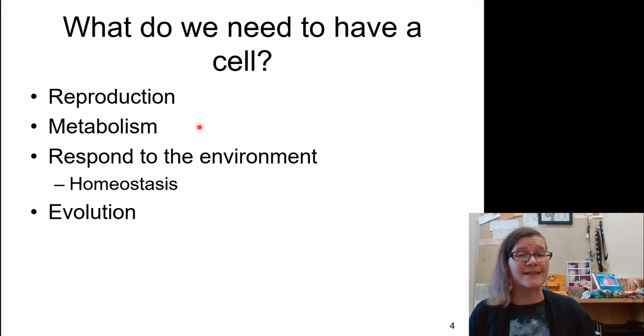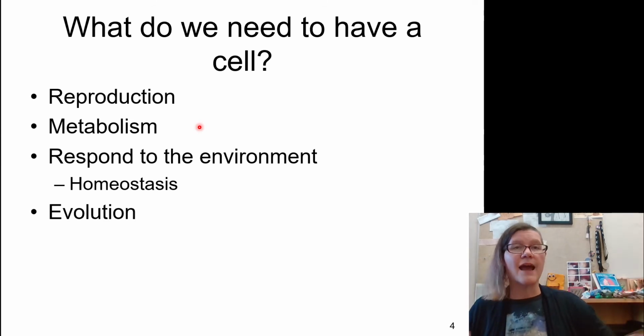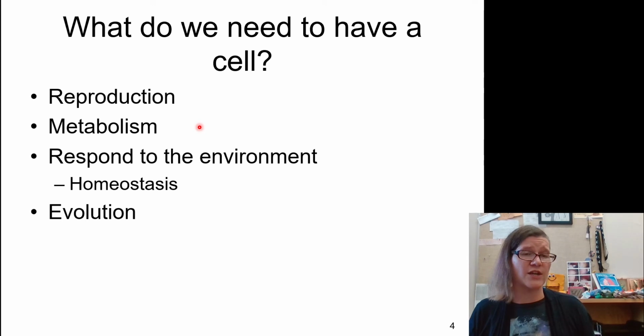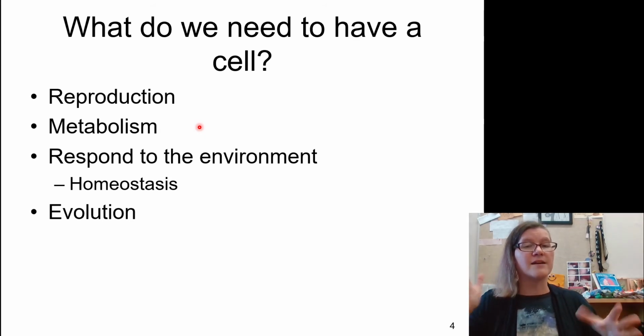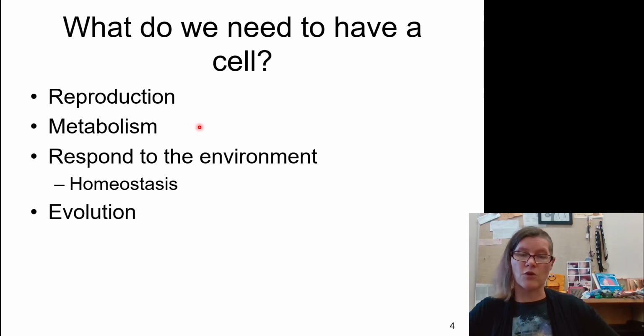Next, for a cell to be a living thing, it needs to respond to its environment. So it needs to somehow be able to take in information from around it and then also push out information or change things about its function to react to what's happening. Homeostasis is sort of a sub-level of responding to the environment, because in the case of homeostasis, the cell's not only responding but also trying to maintain something internal. So it will adjust if something gets too high to bring it lower, and if something gets too low to bring it up. Either way, it's still a response.